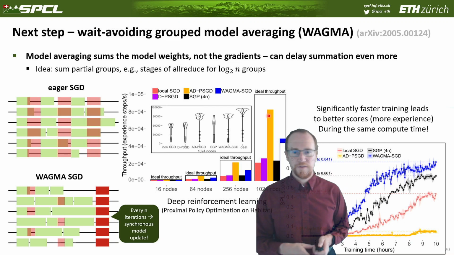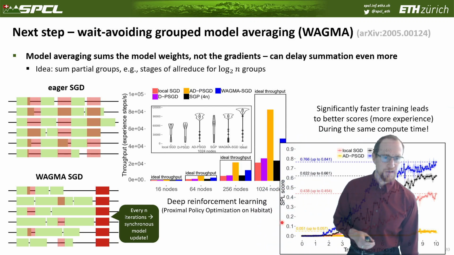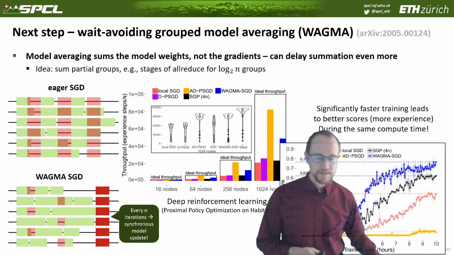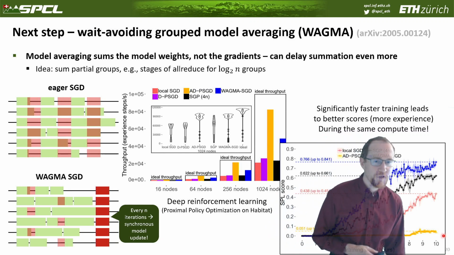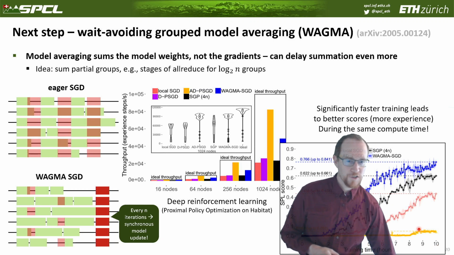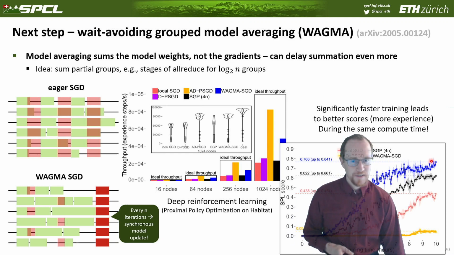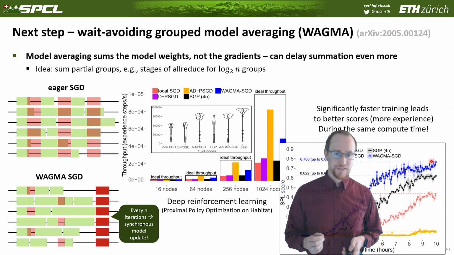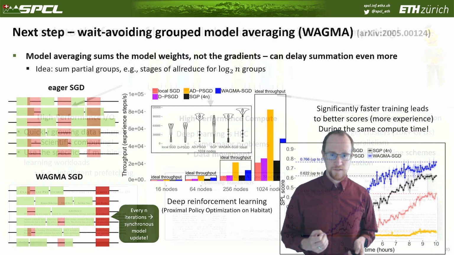If we now look at the actual quality over training time, this is the score, so the higher the better, and the training time in hours here on the x-axis. If you look at the quality, you can see the yellow one, which is this AD PSGD, the very fast one here. Unfortunately, it doesn't learn much because it's fully asynchronous. It basically doesn't communicate much. And then the WOGMA SGD here achieves the highest accuracy, even in terms of training time, compared to the other ones, because it trains so much faster.